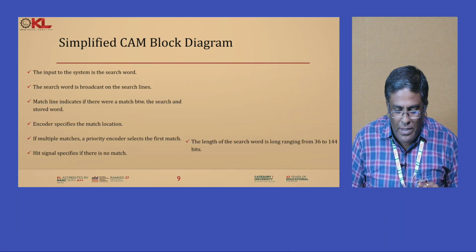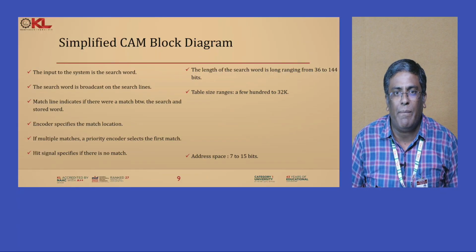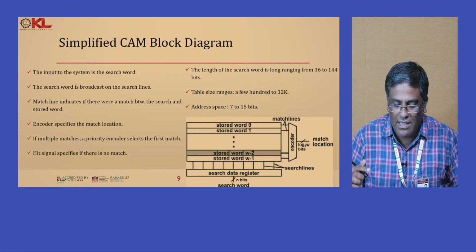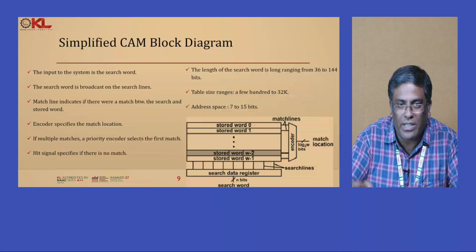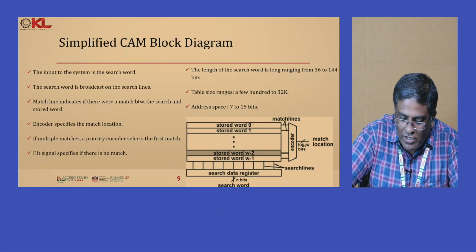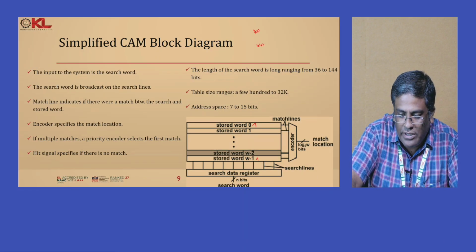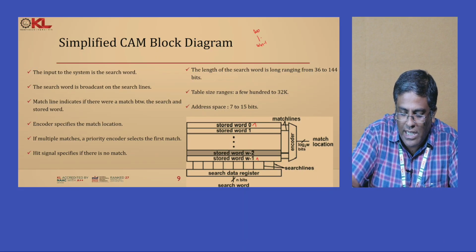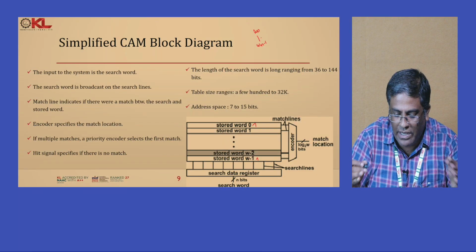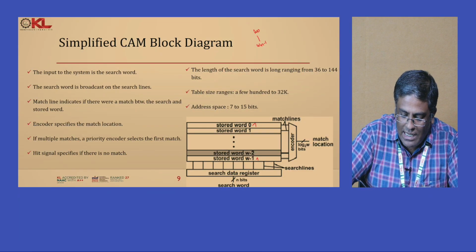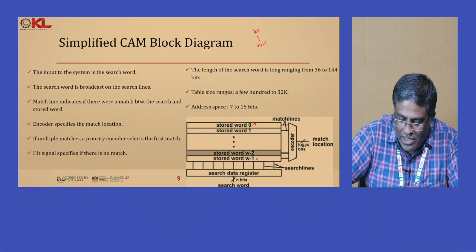So this is the simplified block diagram of your CAM. We can see that there will be stored words available. Here we have word 0 to word n-1, which is the size of the words, available in an array format, right? And followed by this, we have the search data register.